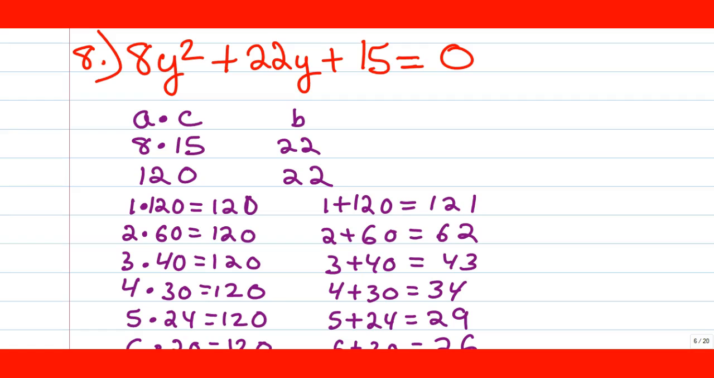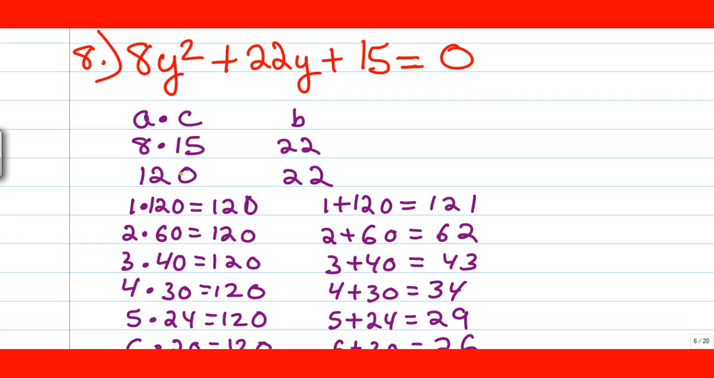I have a value in the A position, which is an 8, and a value in the C position, which is a 15. So I'm going to use the A times C method to find a value of which I'm then going to find a pair of factors who sum to the B value, or the positive 22. So let's start first by multiplying and see what our number is going to be that we start with. So we have the 8 times the 15 to get 120.